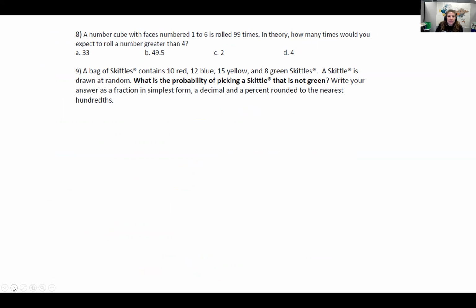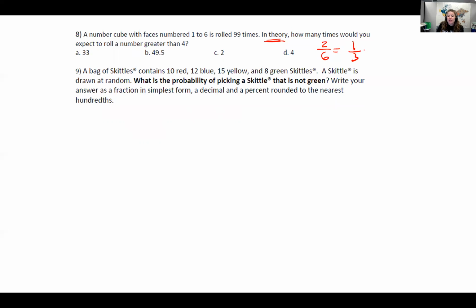A number cube with faces 1 through 6 is rolled 99 times. In theory, how many times would you expect to roll a number greater than 4? In theory, so there's 2 numbers on a number cube greater than 4. So 2/6, which is equal to 1/3.